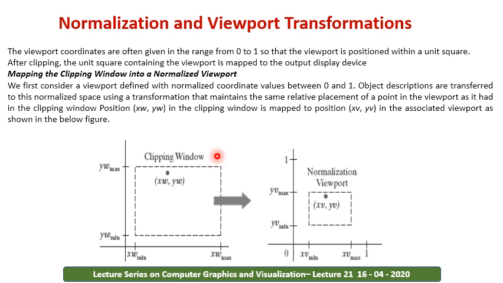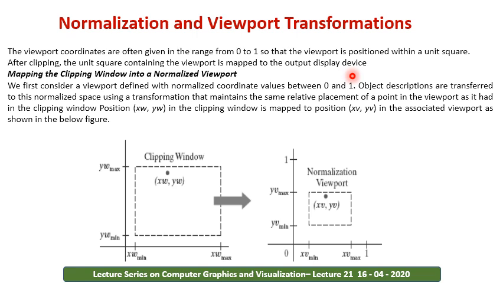Next, once the viewing coordinate transformation has been done, it is better to go for the normalization and viewport transformations. The viewport coordinates are often given in the range from 0 to 1, so that the viewport positioned within a unit square will be considered. After clipping, a unit square containing the viewport is mapped to the output display device. So that mapping has to be done from the clipping window into a normalized viewport.